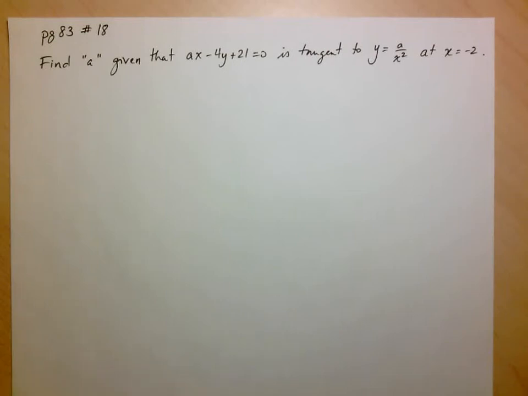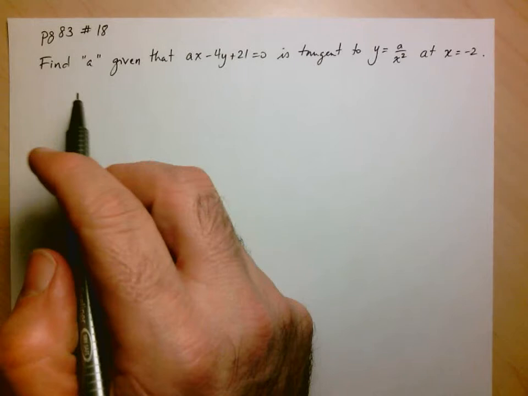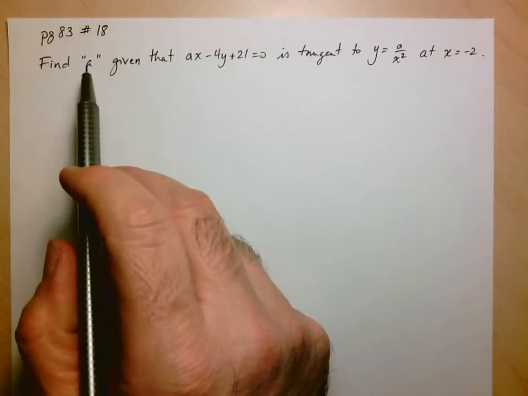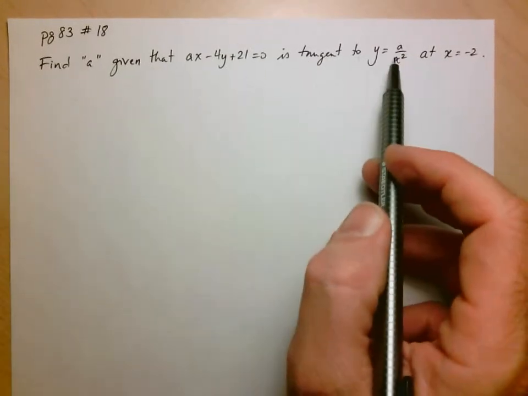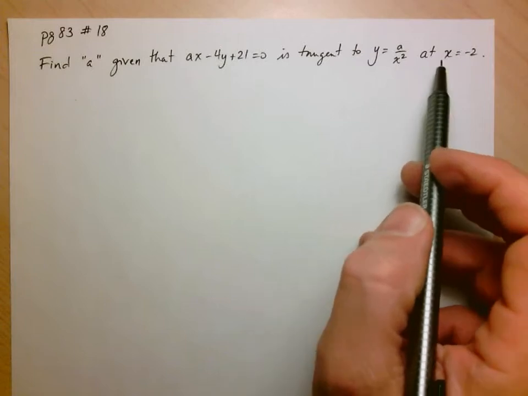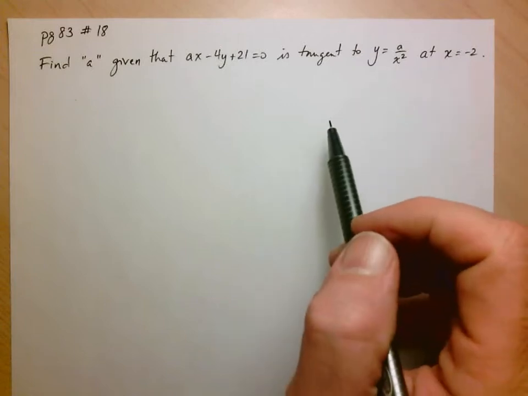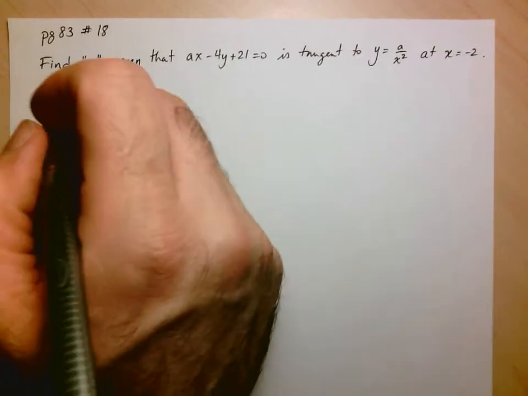Hi folks, we're going to take a look at page 83, number 18. Here they're asking us to determine the value of this unknown a, given that this line is tangent to the curve y equals a over x squared at x equals negative 2. Let's see what this would look like here.